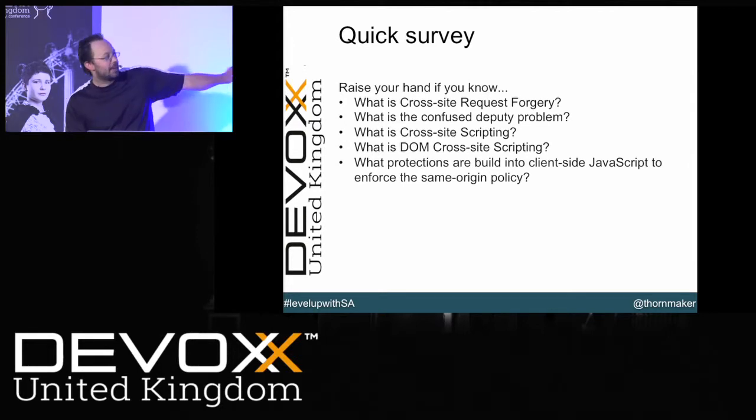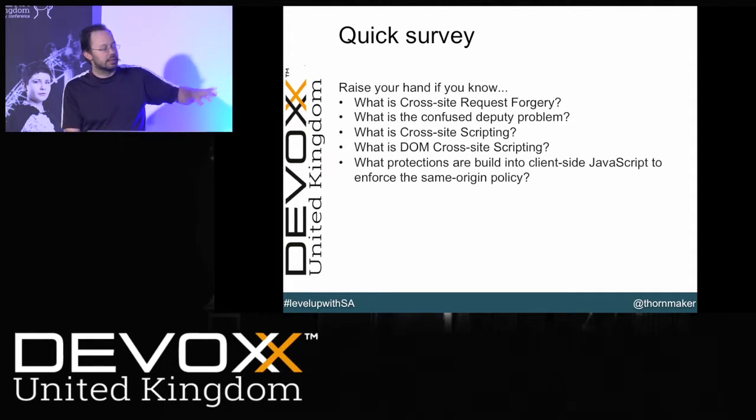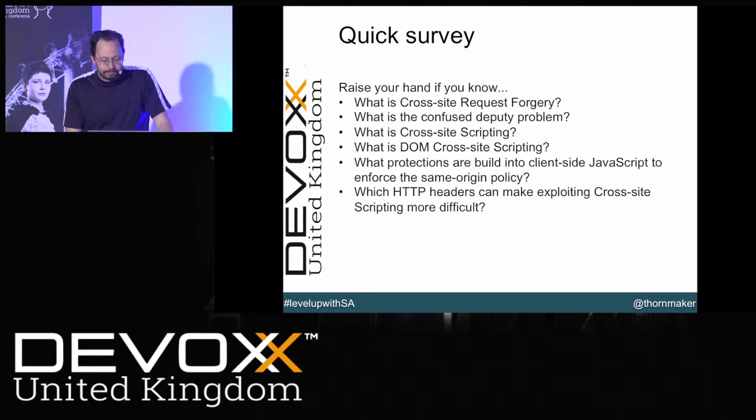Okay, here we go. What protections are built into client-side JavaScript to enforce the same origin policy? Is that something you guys are familiar with? There actually are quite a few things built in. It shows up in lots of different ways. I don't want to get into the details here, but to understand browser security and web application security, these are all areas that you need to be brushed up on.